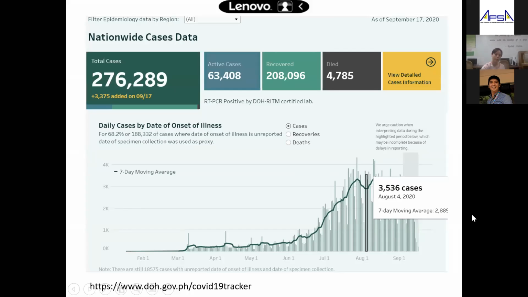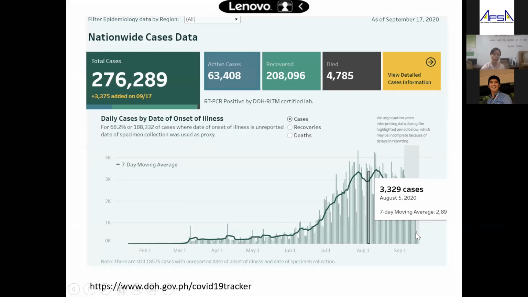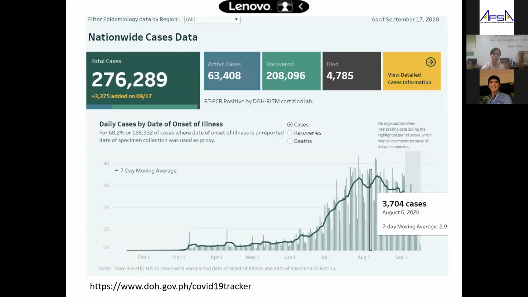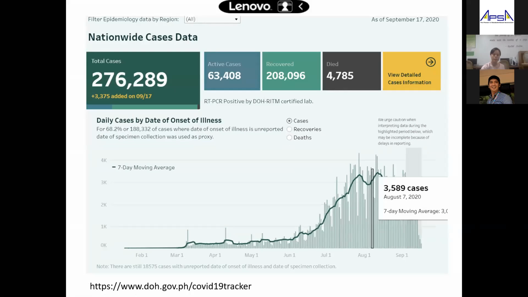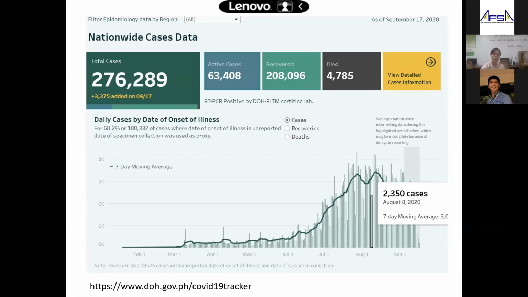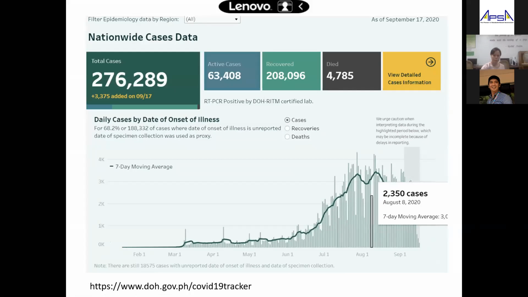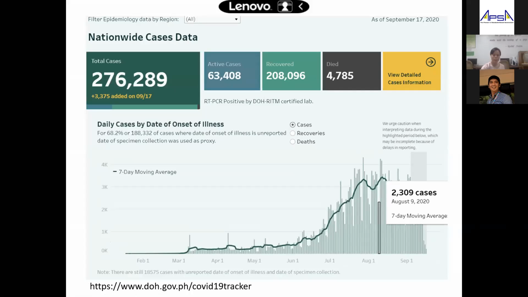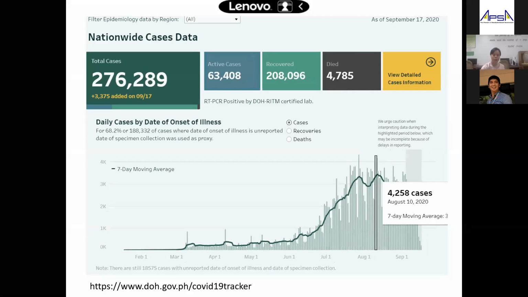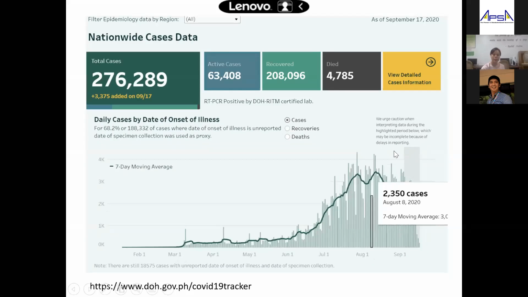Sige nga, what happens? If I add 3,536 on August 4, i-add ko itong mga to. August 5, i-add ko yan, 3,000 ulit. Add ko na naman yung August 6, August 7. What happens if I add from August 4 all the way up to August 10? How many days was that? August 4, 5, 6, 7, 8, 9, 10. That's a week. I-add nyo lahat yan.